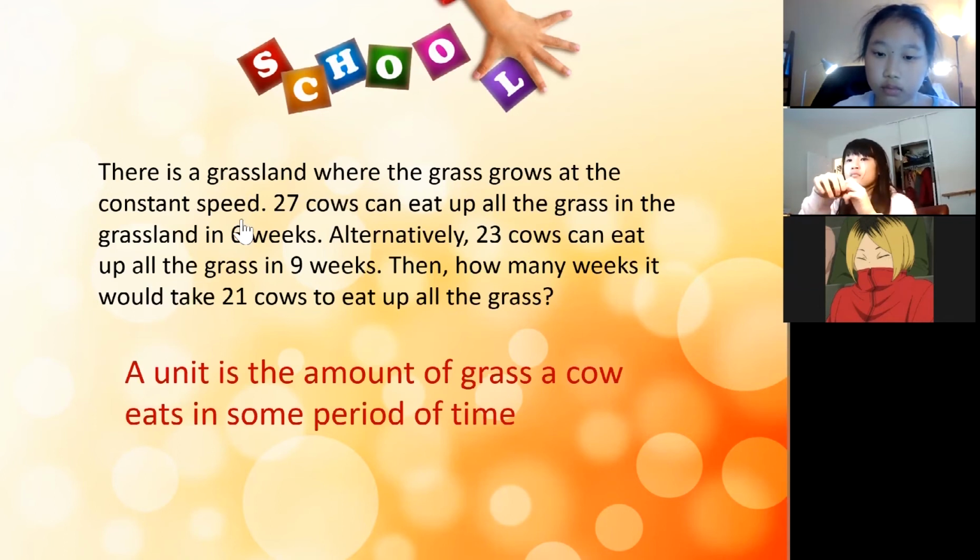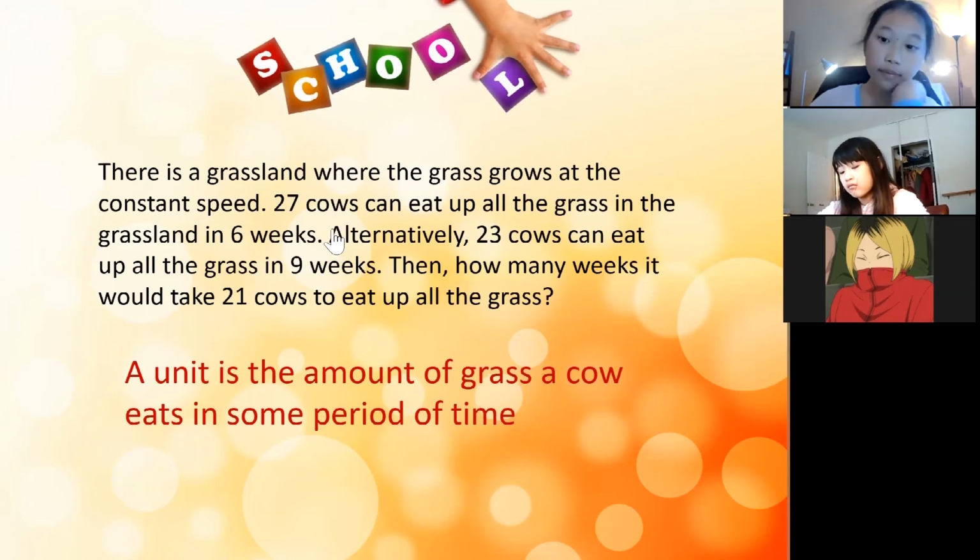Since we assume all the cows eat the same amount of grass every day, we can say that the amount of grass a cow can eat in a day is a unit of grass. However, a unit does not necessarily have to be about a day. Like in this current problem, 27 cows can eat up all the grass in the grassland in 6 weeks. So it mentions weeks. It's not 6 days, it's 6 weeks.